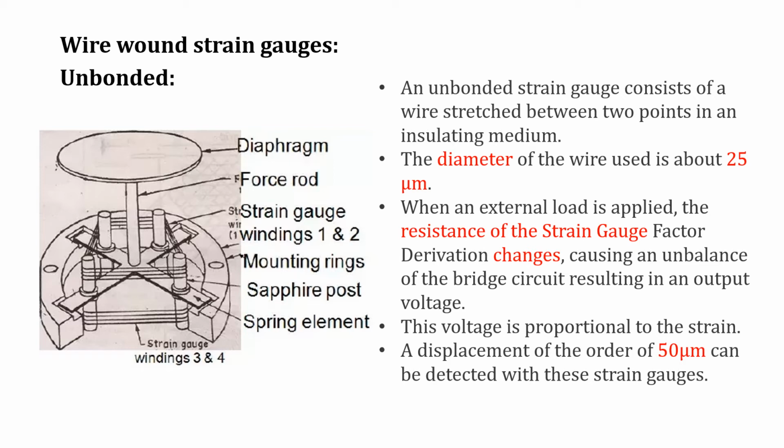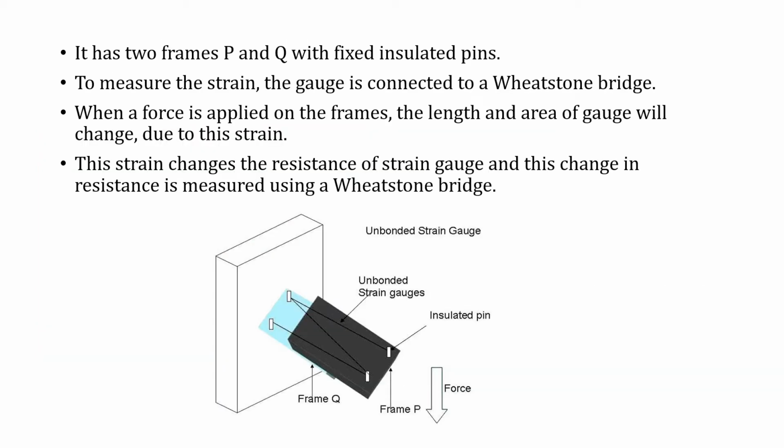So every displacement might be of the order of up to 50 micrometers. The diameter of a wire is, in a sense, 25 micrometers. So this is the unbonded wire wound strain gauge. Next, this is another type of unbonded strain gauge.